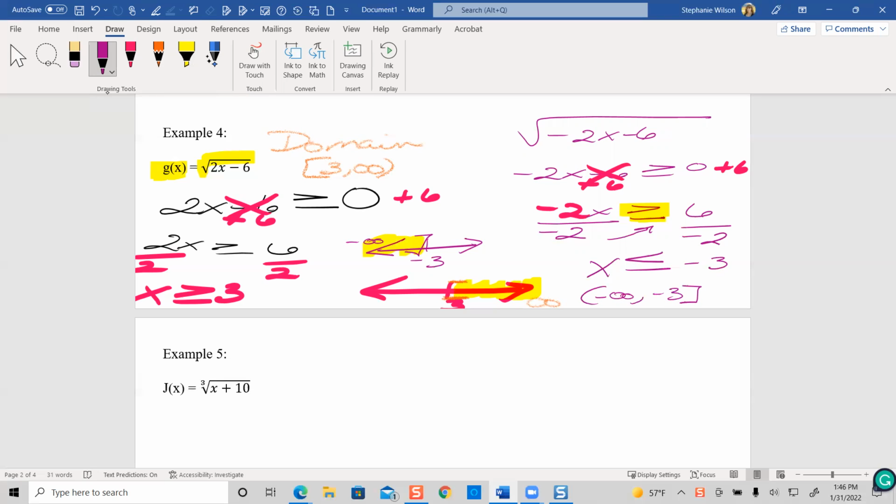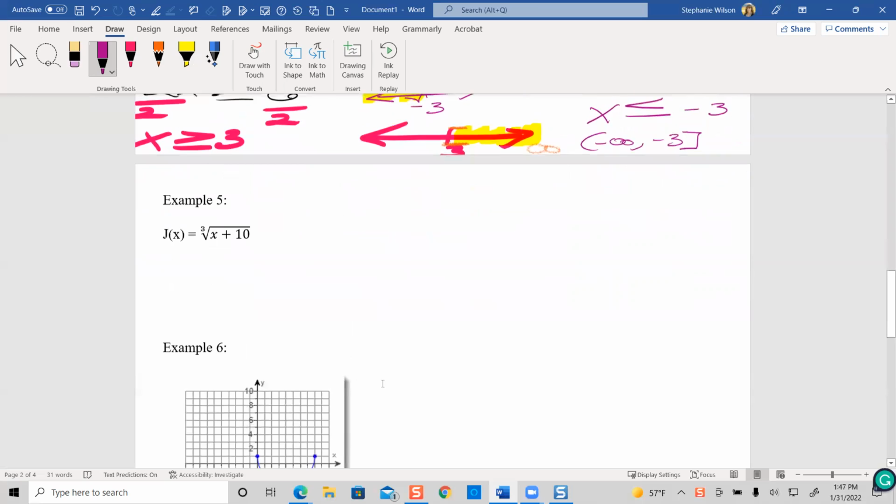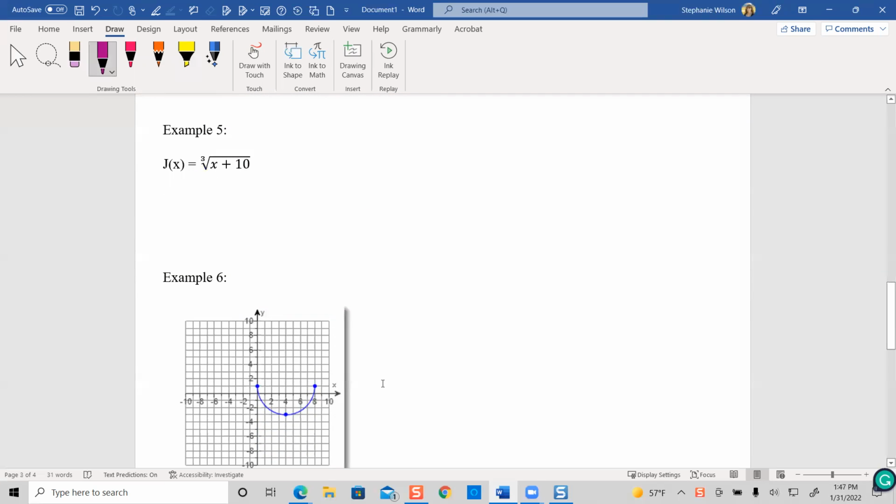So it is important to pay attention to the signs and what we're working with. So let's talk about our next one. Well, the next one is an odd root. See it? It's a cube root. It's odd. It could be a fifth root, seventh root. It is an odd root. That means odd roots have no restriction.